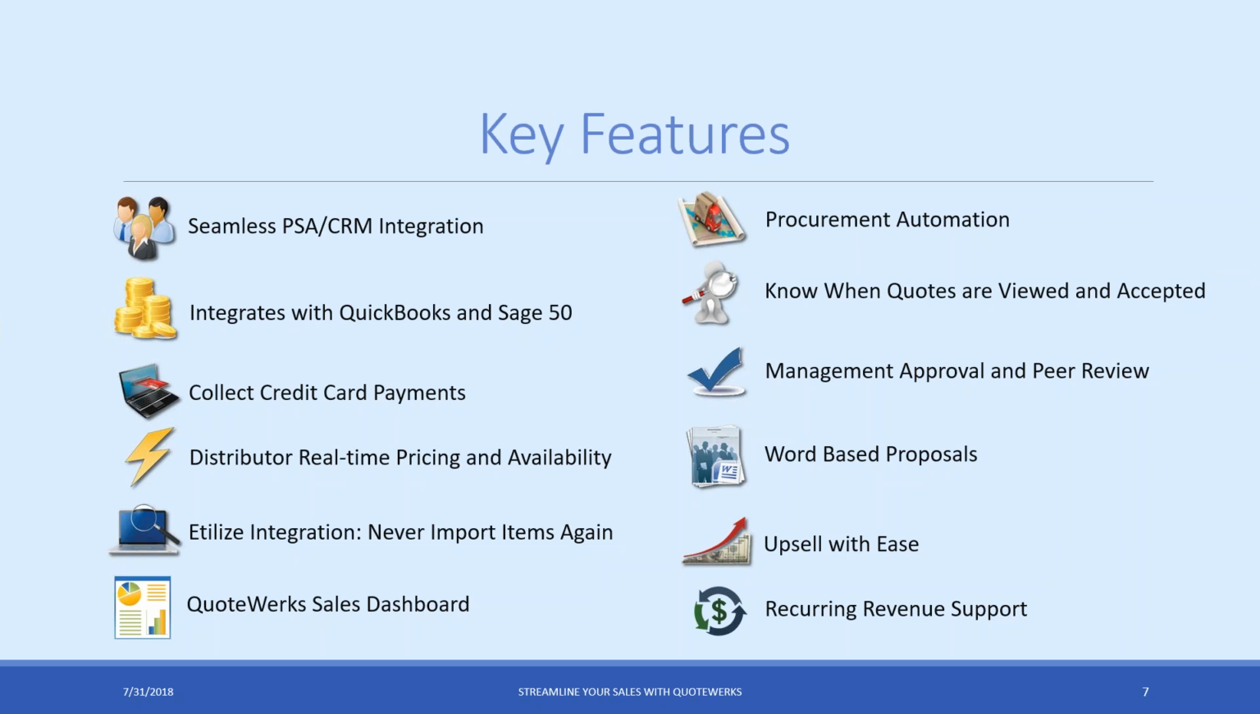Same thing with being able to support the recurring revenue. A lot of items are paid monthly now, and so it's important to be able to quote that out properly so the customer can see what the breakdown is going to be when they're purchasing from you.